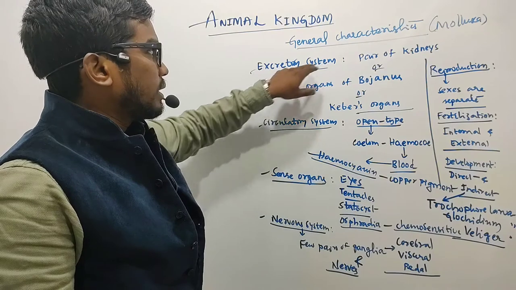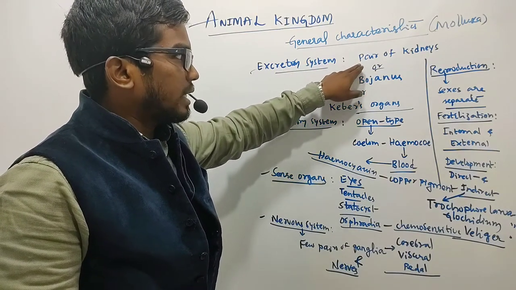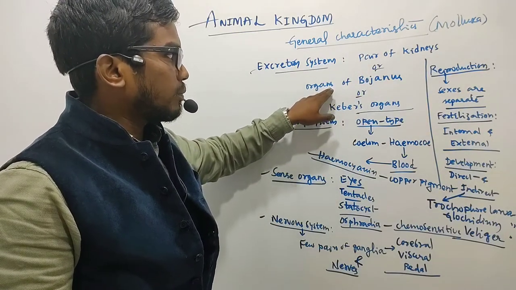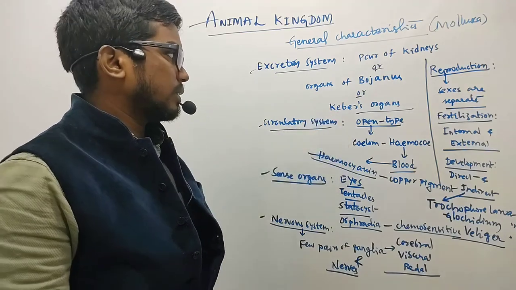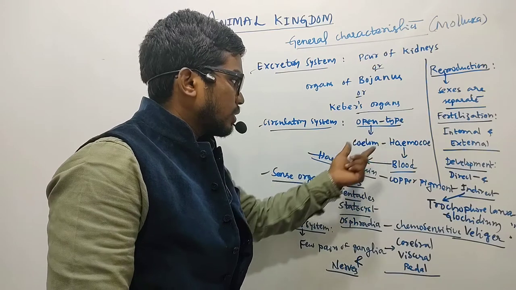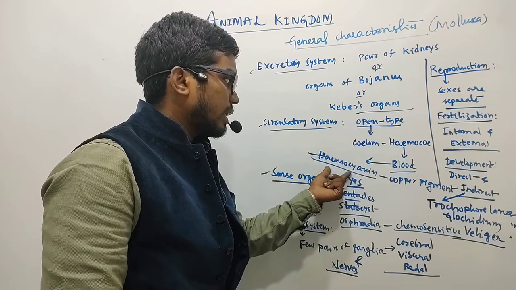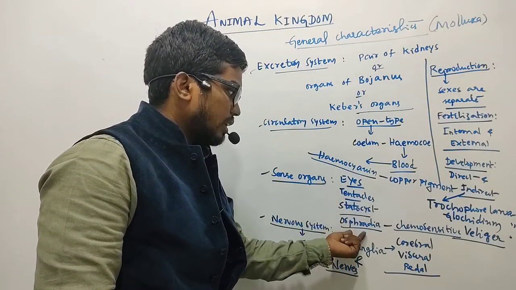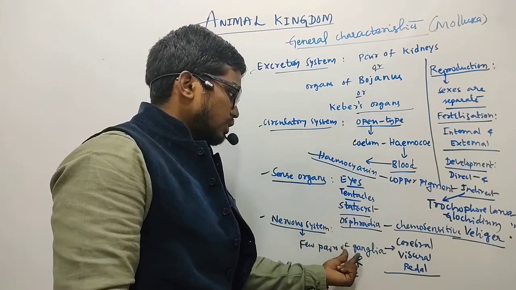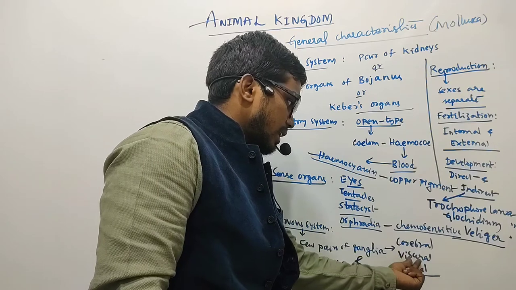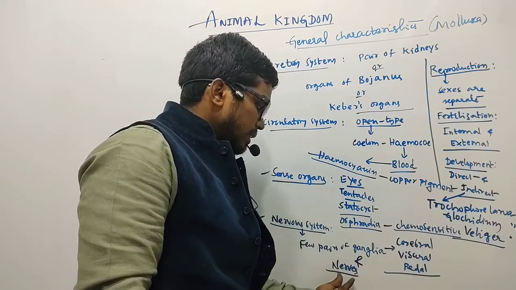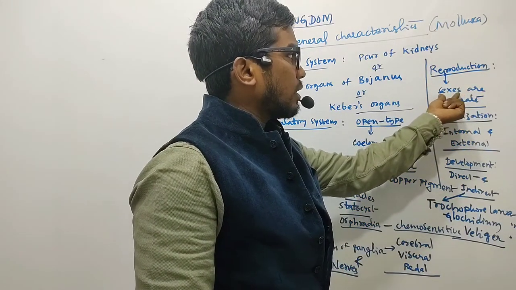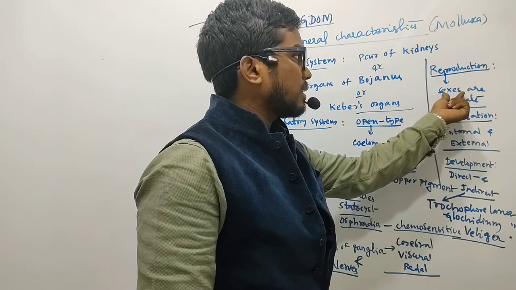Let me tell you, for excretory organs, they possess a pair of kidneys. We know that they are the excretory organs, or they can have organs of Bojanus or Keber's glands, or Keber's organs. Circulation is open type, with the blood having the copper pigment called hemocyanin. The sense organs are eyes, tentacles, statocyst and osphradia. The nervous system consists of few pairs of ganglia, that is cerebral ganglia, visceral ganglia and pedal ganglia, plus they also possess the nerves.